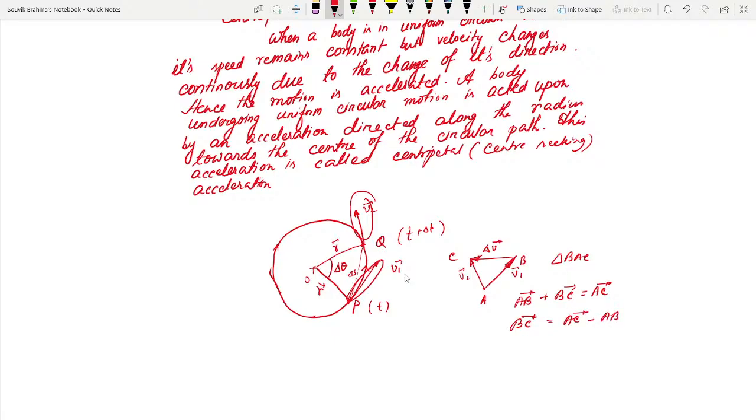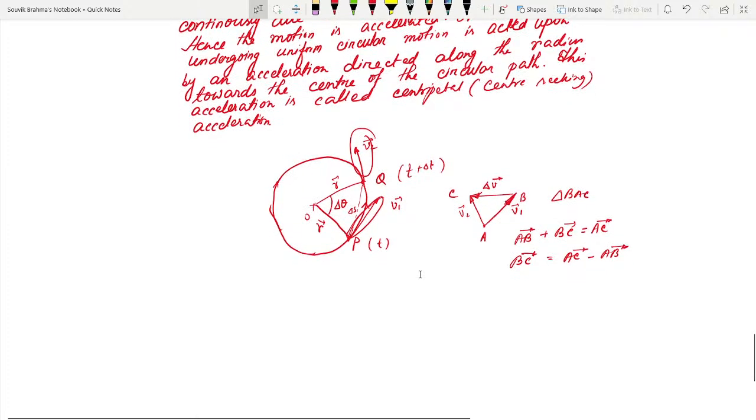Therefore BC is equal to AC minus AB, correct. So AC is representing V2 while AB is representing V1, and therefore BC will represent delta V. Okay, clear up to this? Clear or not, tell me. Up to this it is clear.